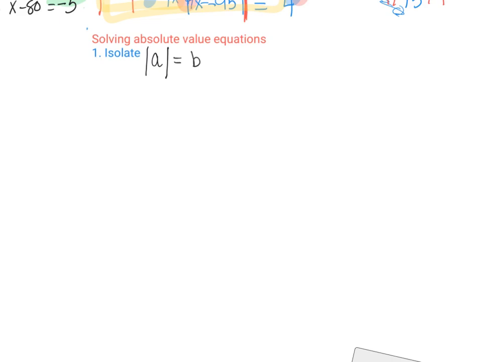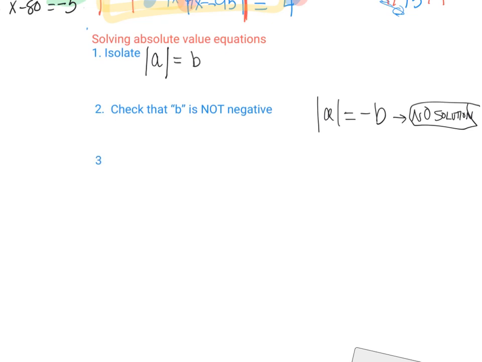The next thing that you're going to do is to make sure that B, or the answer to the absolute value sign, is not negative. What this is saying is that if you have something like the absolute value of something is equal to a negative, then you know that this is no solution.